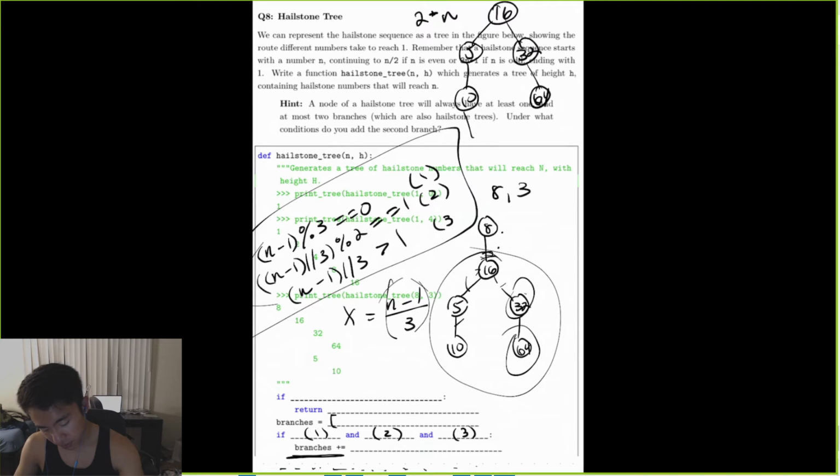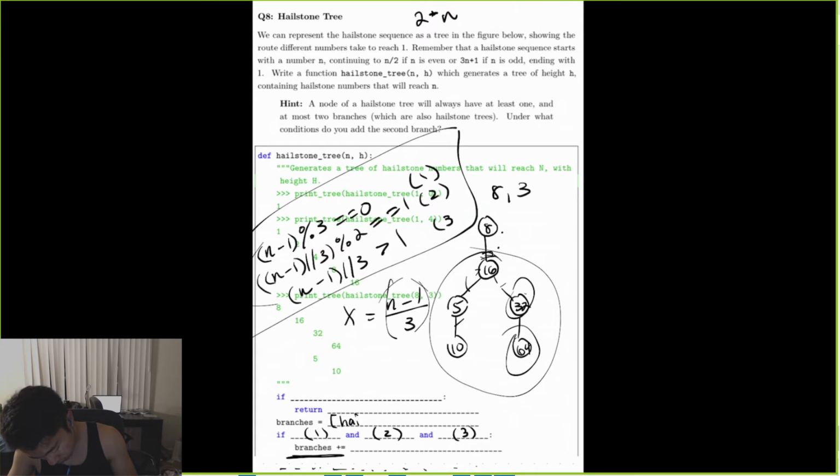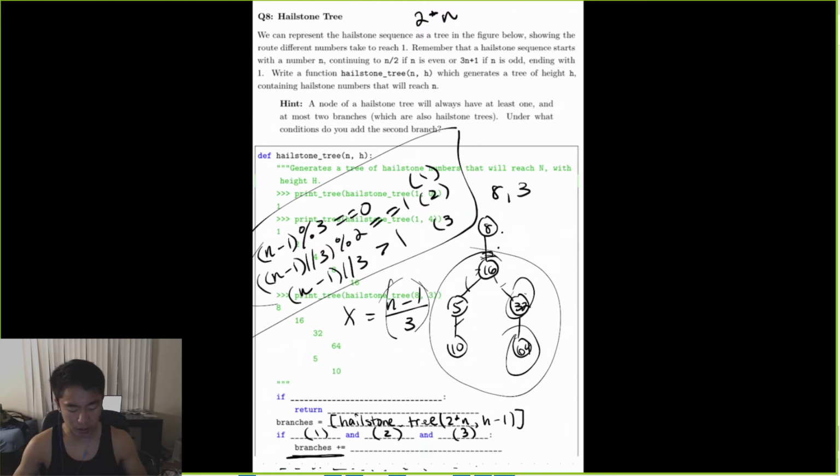And so keeping that in mind, we're going to make a recursive call to create a Hailstone tree of the new number, which is 2 times n if we went down the even branch. And along with that, we're going to decrement the height that we want. So it's going to create a Hailstone tree starting at the term 2 times n, and then with height 1 less than what we had originally.